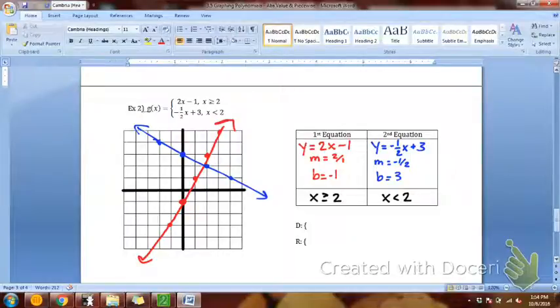Okay, everyone have their graphs graphed? What do we do next? Someone remind me what we do next. The boundary line, okay? And my boundary is at x equals 2. And if you take it one at a time, you should do okay.